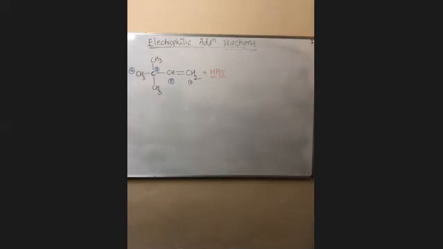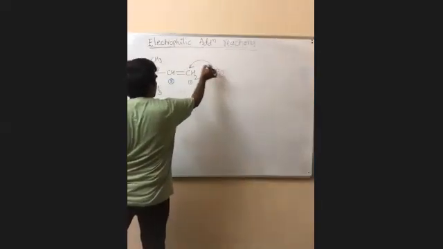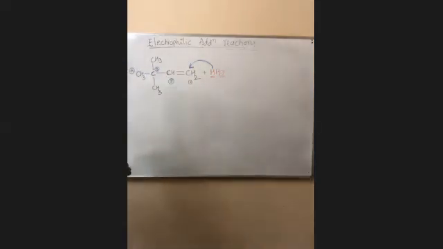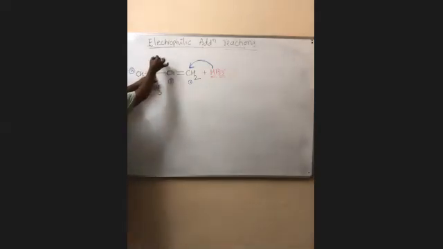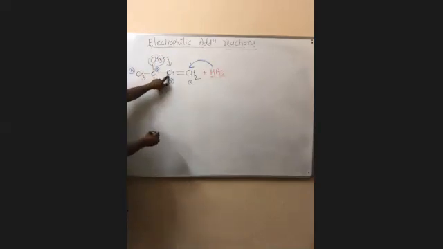First H will go and bind to this first carbon. H will go and bind to this one. This will get the positive charge. Immediately, this positive charge will shift here. Then what happens? That methyl group will come and bind here. Correct? Then this will get the methyl.